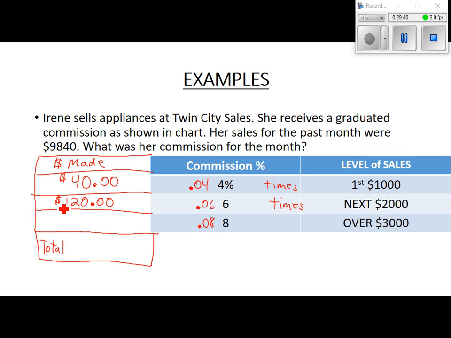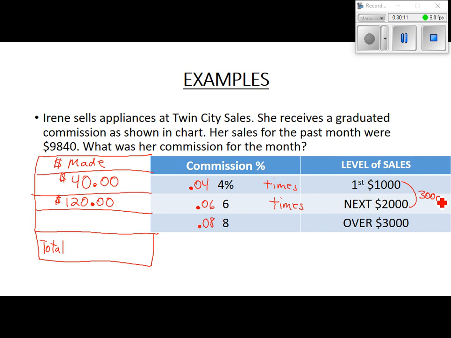Did she go past, how much total do we have here? Did she sell more than 3,000? So then it says for everything over 3,000, she makes 8%. Well, you gotta figure out how much more than 3,000 she sold. How are we gonna figure that out? So we've taken care of the first 1,000, then the second 2,000. So we've taken care of a total of 3,000.